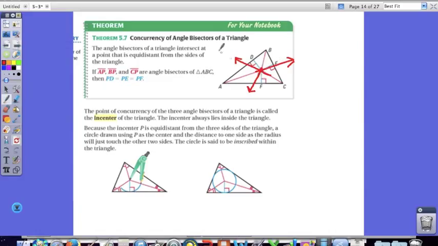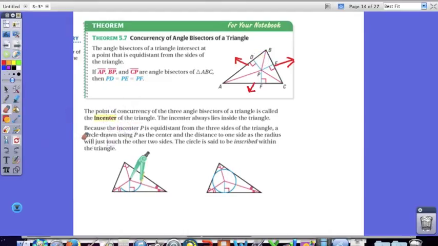Now realize the concurrency of the angle bisectors of a triangle does not give you that the point of intersection is called the incenter. It just tells you that there is a point of concurrency. It is a point where they meet. And if you wanted to know it was the incenter, for instance, if you were using it in a proof, you would have to say that P is the incenter after you proved that that's where the angle bisectors met, because that is the definition of an incenter.